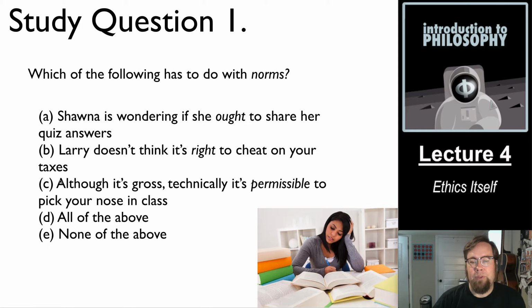So in A, B, and C, we've got highlighted words: ought, right, and permissible. So which of these has to do with norms? Is it just A? Is it just B? Is it just C? Or is it D, all of the above? Or is it E, none of the above?